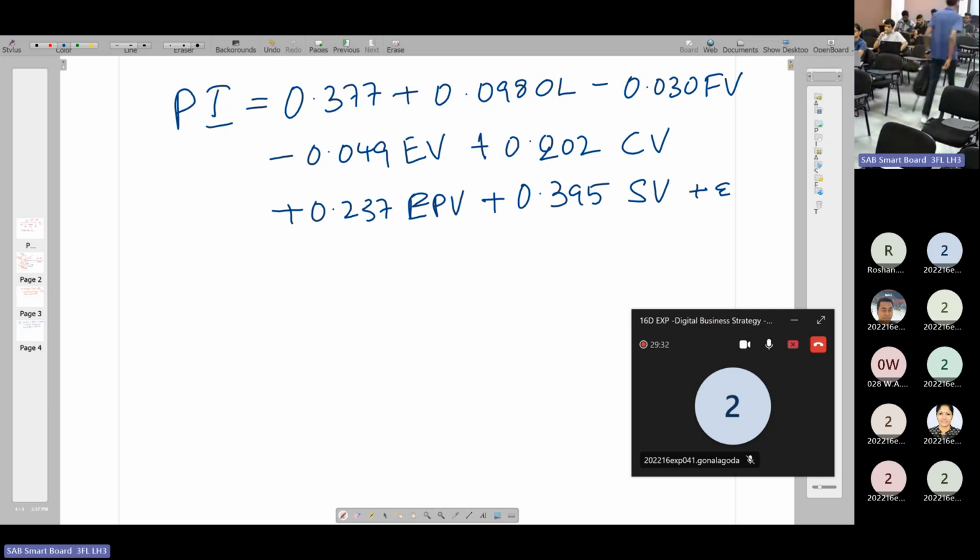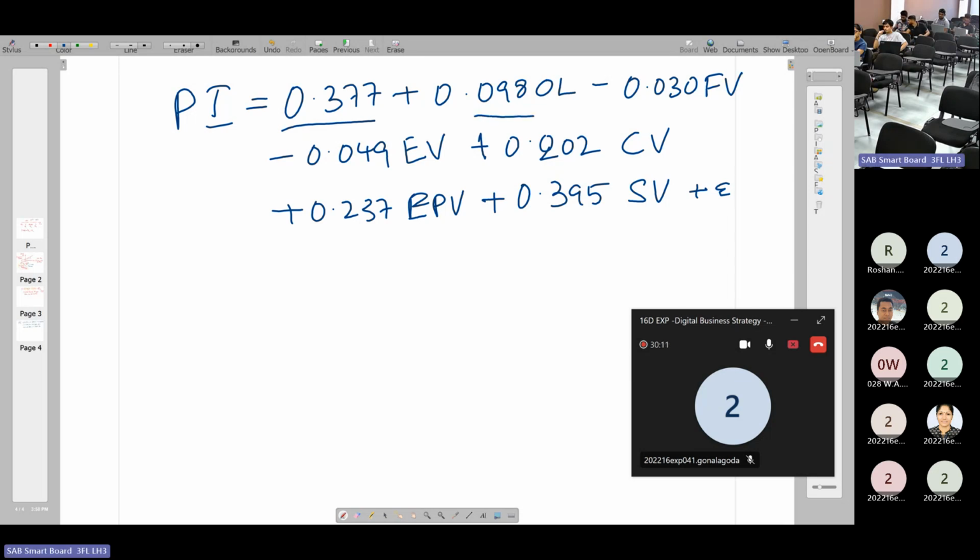You are predicting, using independent variables, the dependent variable, purchasing. How can we interpret this one? When all of the independent variables are zero, still you have purchasing intention. The 1 to 5 Likert scale is 0.377. Still you have purchasing intention. When all of the independent variables are zero, that's the intercept. How can you interpret this one?